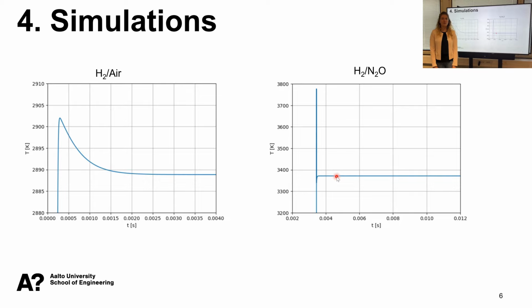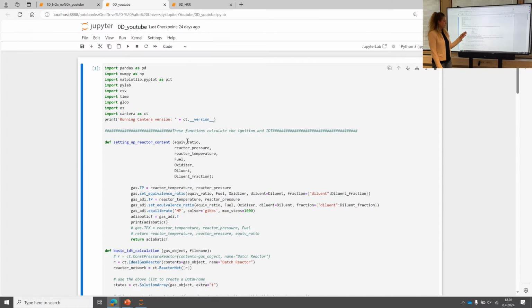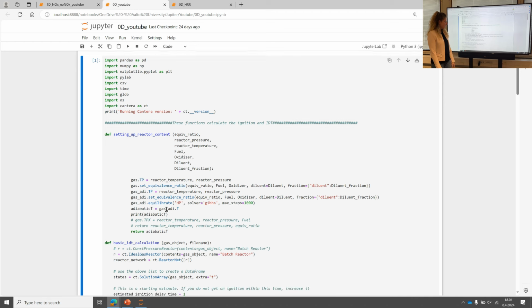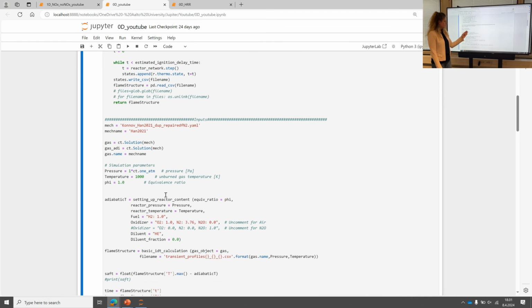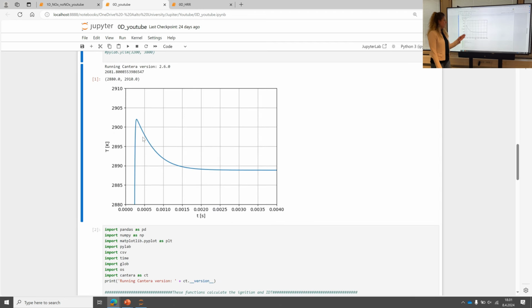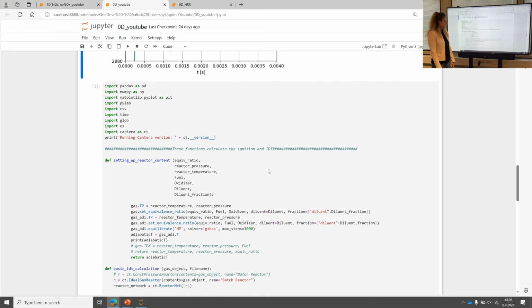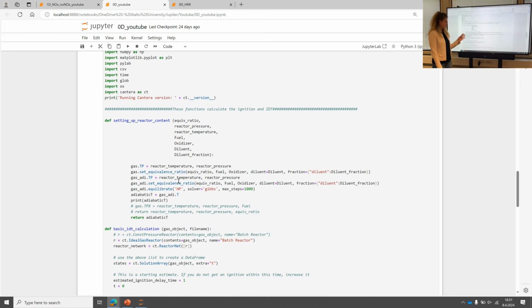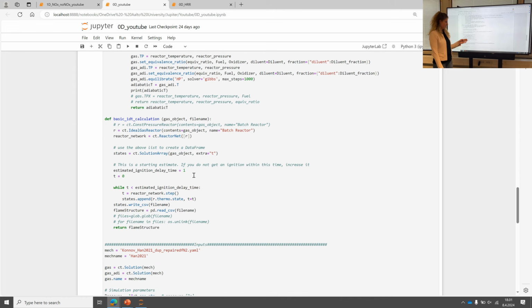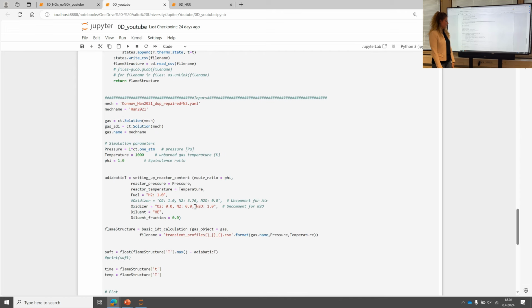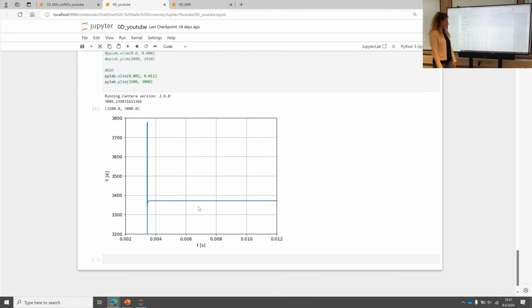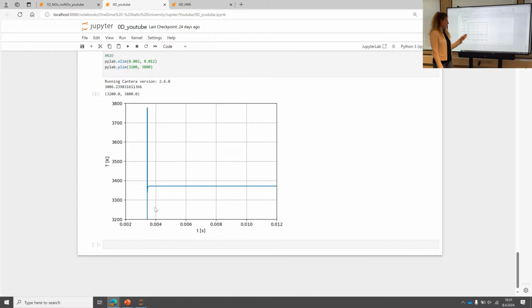When we now track our simulations, we first define our reactor, then we have our initial conditions and the two oxidizers, air and N2O. We start with air. Then we have the following result: a small peak and then a slow decrease to equilibrium. Oxidizer N2O. We have the following results: a big spike in the beginning and then going down fast to equilibrium temperature.